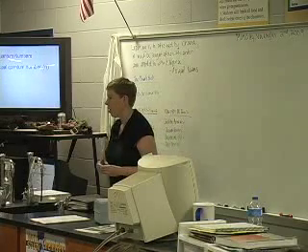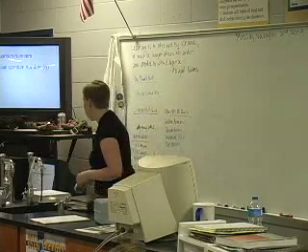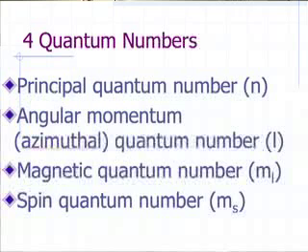The second quantum number is called the angular momentum quantum number. We represent it by the letter L. It's also called the azimuthal quantum number. I want everybody to say the word azimuthal. It's kind of a weird sounding name, azimuthal.